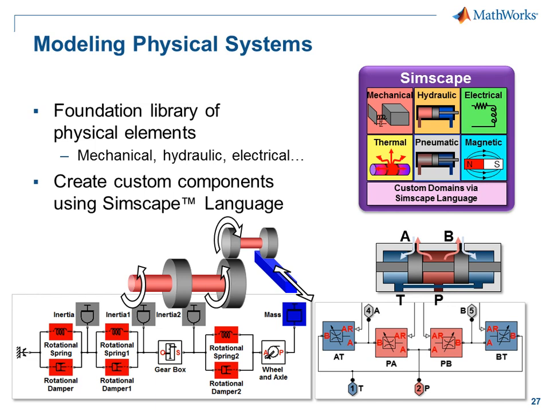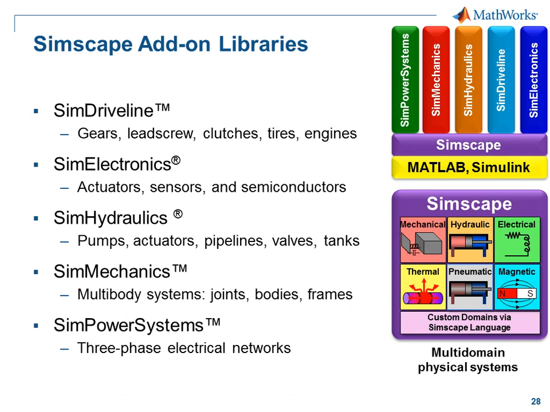For more advanced components and parameterization options, look at the Simscape add-on libraries. Here you will see more advanced components with more advanced effects, such as efficiency losses and thermal effects. You can also model three-dimensional mechanical systems using SimMechanics.